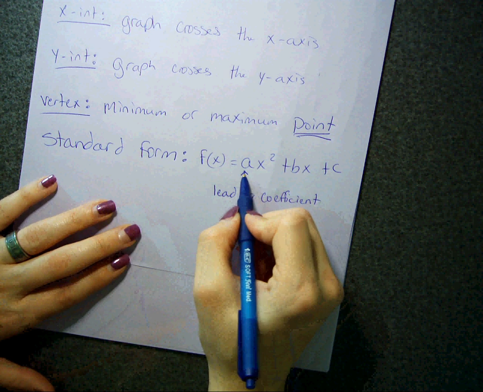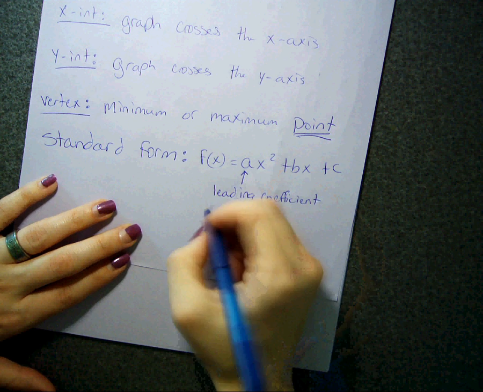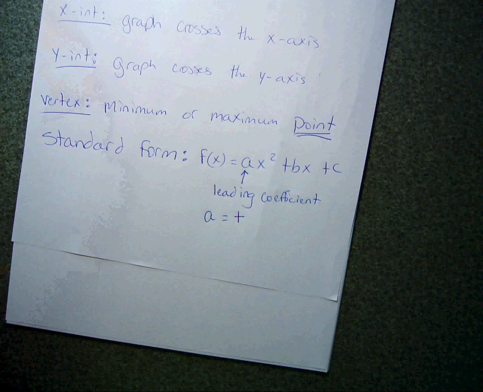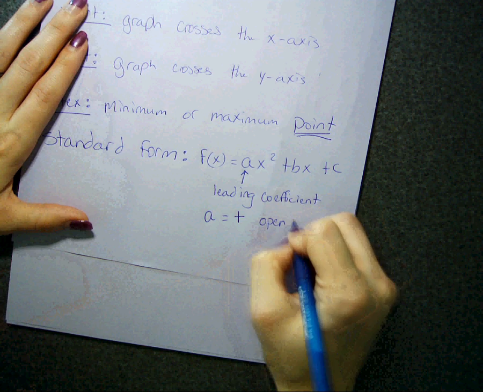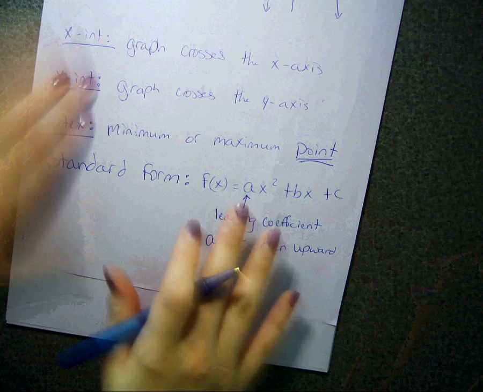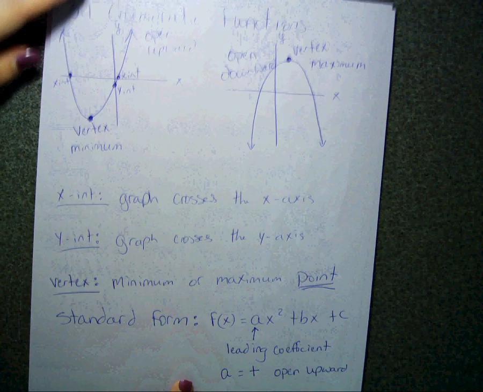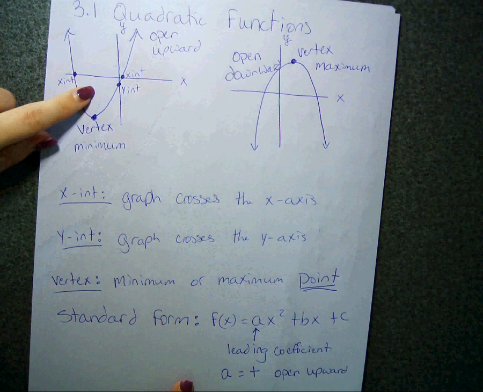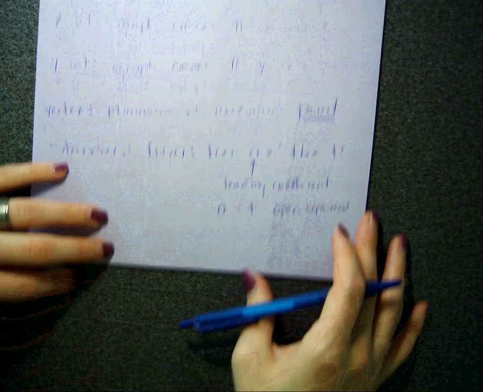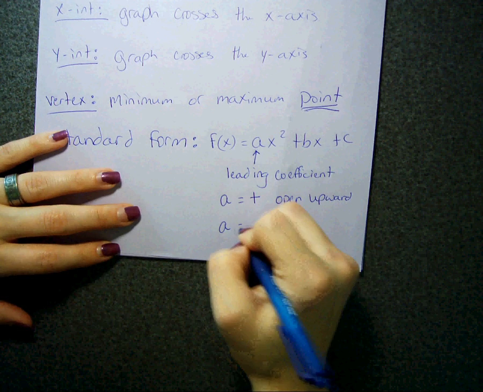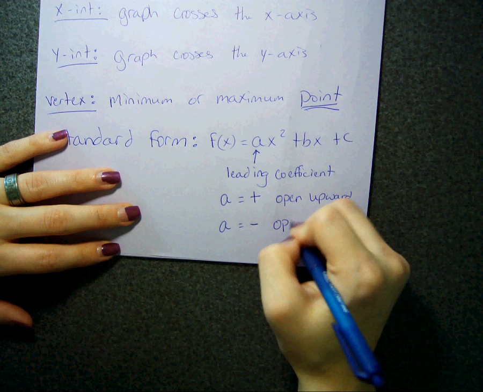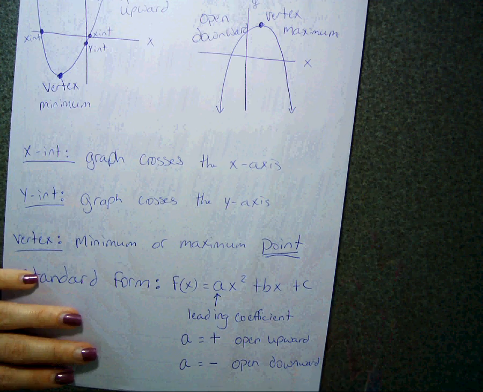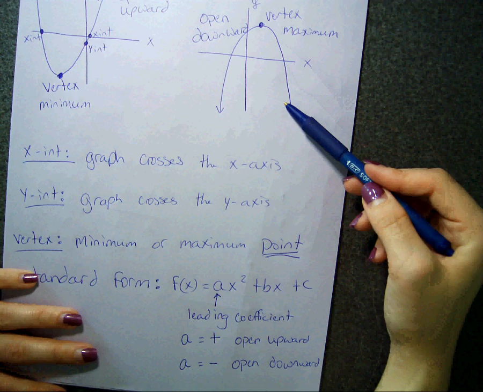If our leading coefficient, the number in front of x squared, is positive, then my parabola will be open upward. So like the first graph that we drew, the one on the left, if a, my leading coefficient, is positive, then my graph will be open upward. If the leading coefficient, a, is negative, then my parabola will open downward. So like the right graph, it'll open upside down. Okay?